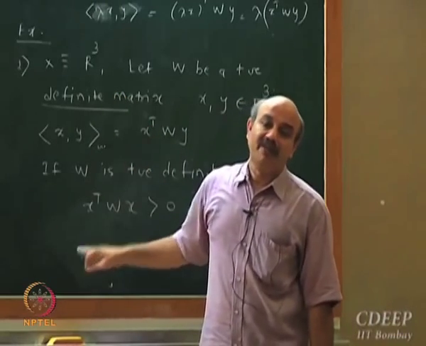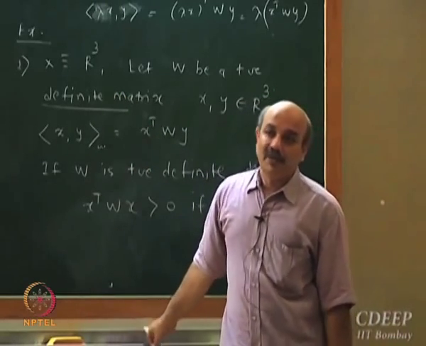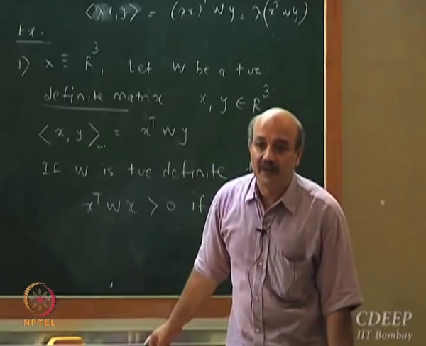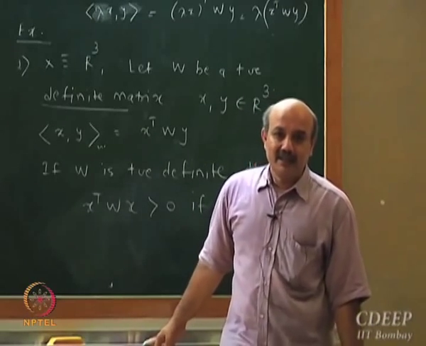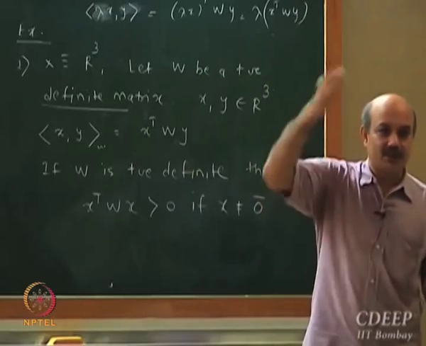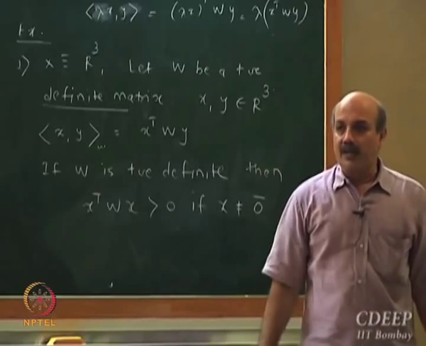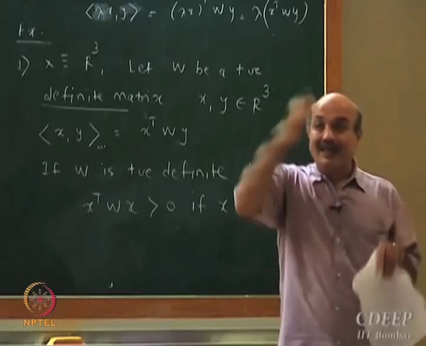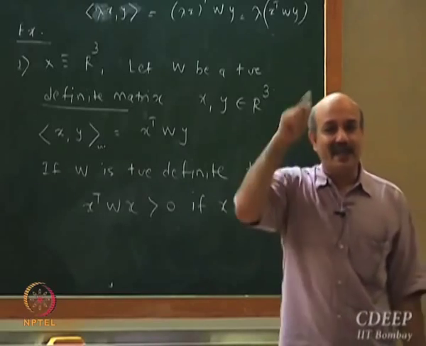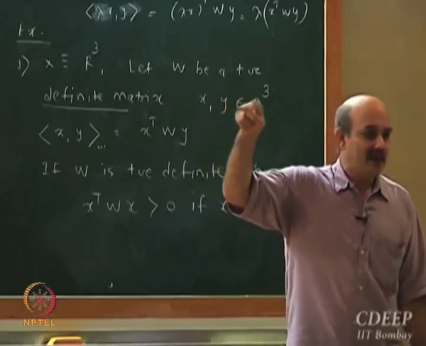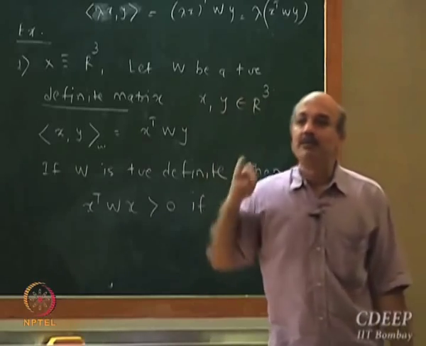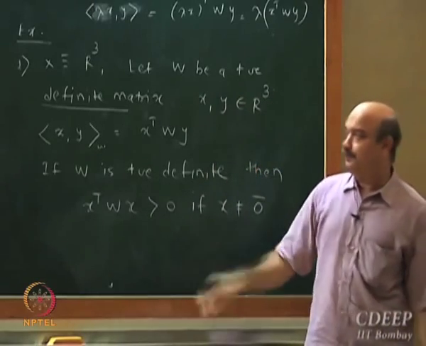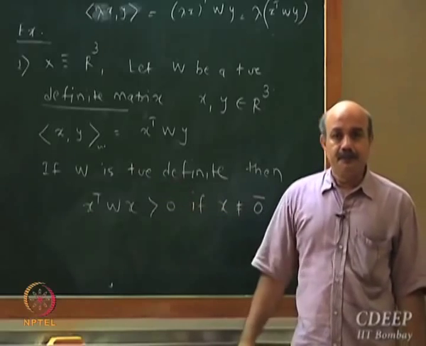So this is another way of defining inner product on three dimensions. These kinds of inner products we very routinely use in numerical methods because we need to do scaling of variables. X will consist of pressures, temperatures, concentrations, all kinds of variables which have different units. If you want to find the length of such a vector, you cannot just say x1 square plus x2 square plus x3 square. You need to multiply it by a suitable weighting matrix. That's why you need this.